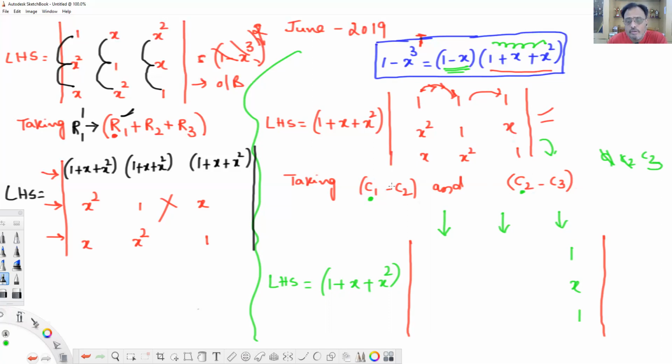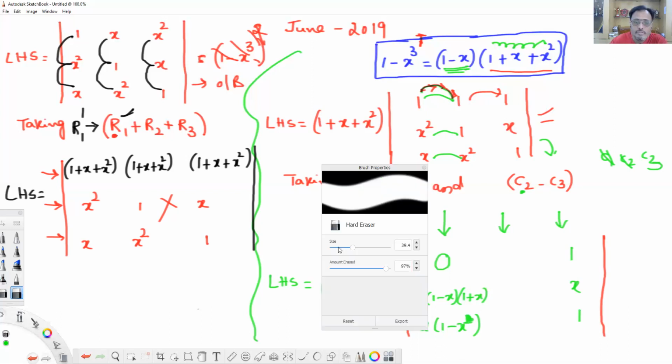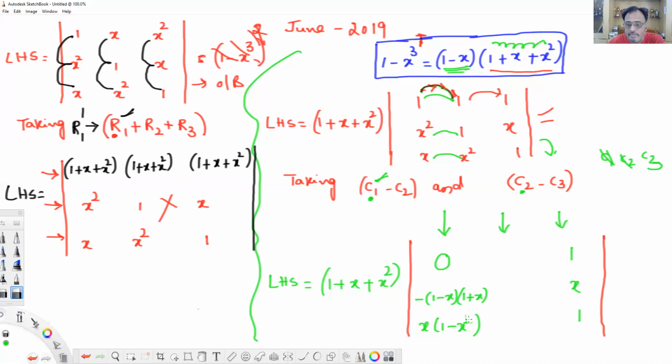C1 minus C2. After doing C1 minus C2, you have to enter the result at C1 only. Okay, C1 minus C2, I'll do it here like this. See here, it is 1 minus 1, and in C1 you have to enter 0. X square minus 1, what can you write? X minus 1 can be written as minus of 1 minus x, into 1 plus x. Next, this is C1 minus C2: x minus x square. Take x as common factor, and you get 1 minus x. So you get 1 minus x because I have taken x as common factor here.